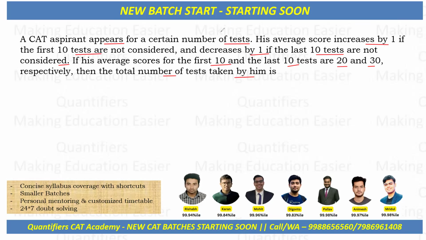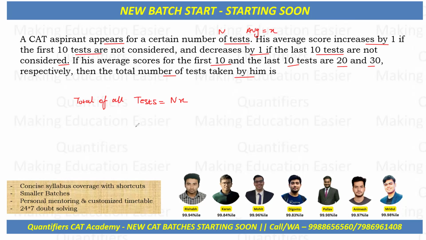Let's assume the total number of tests taken by him is n and let's assume the average to be x. So can I say the total of all tests will be equal to n into x, number of tests into the average.